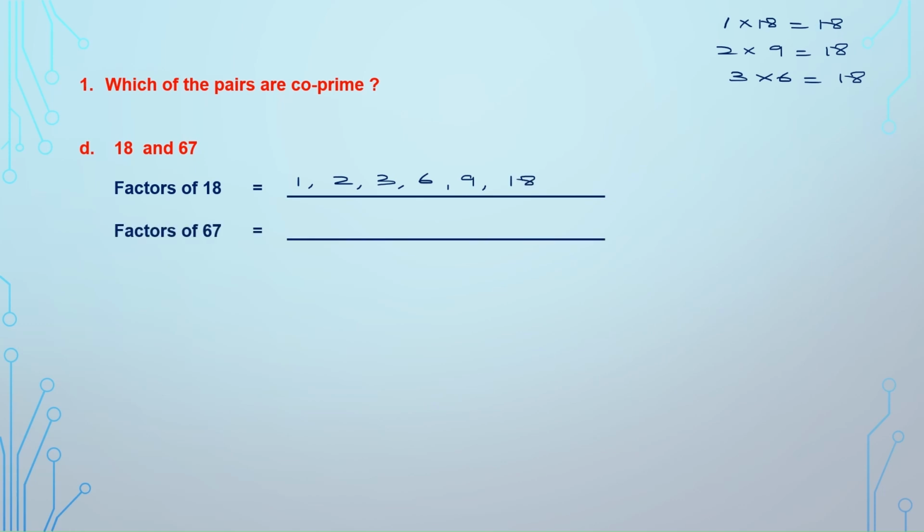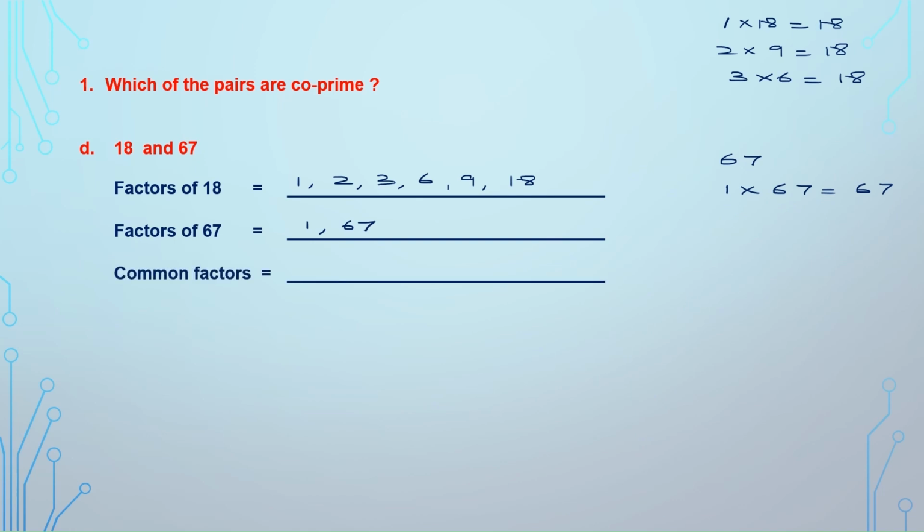Now the next number is 67. Let's find the factors of 67. So 1 into 67 is 67. Now no other number will give us 67. So the factors of 67 are just 1 and 67. So let's write that, 1 and 67.